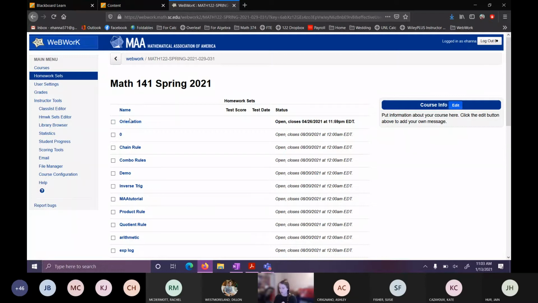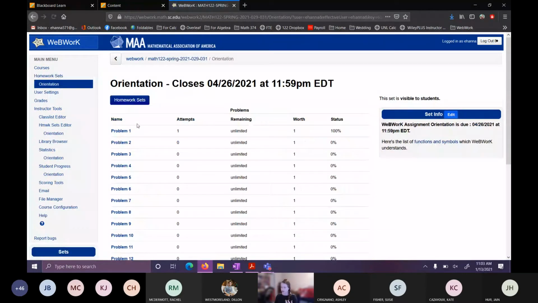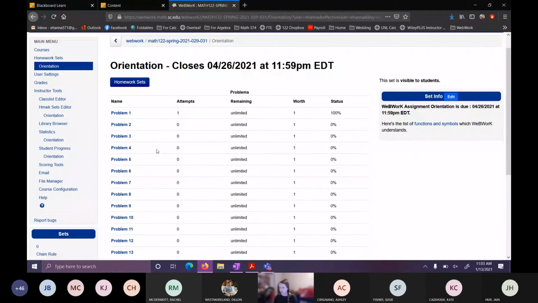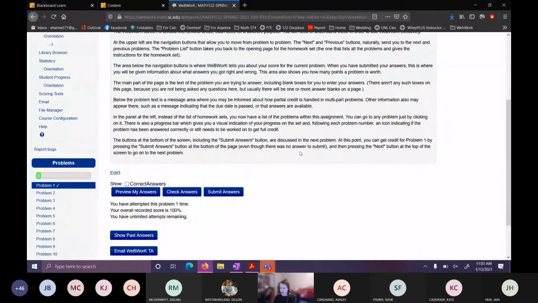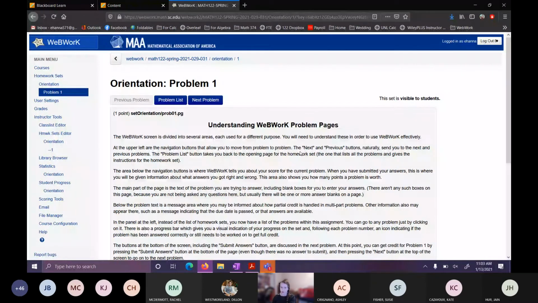So you should see this orientation one. I'm not making you do it, but I would definitely suggest going through it. Essentially the homework sets will appear there. You can view them problem by problem, but the nice thing about this orientation is it pretty much just sets you up and lets you know how WebWork works.